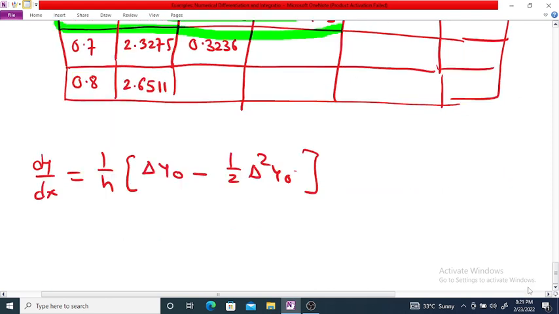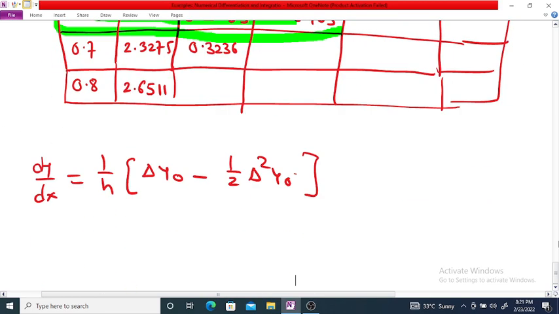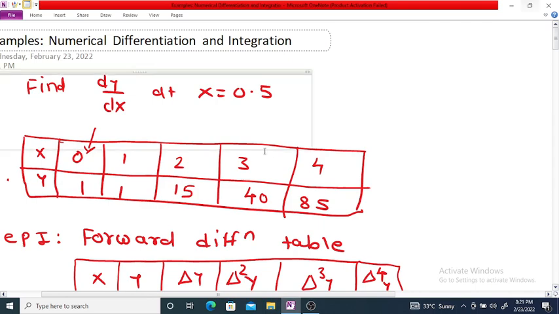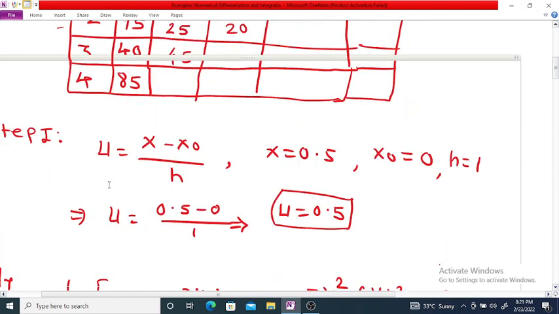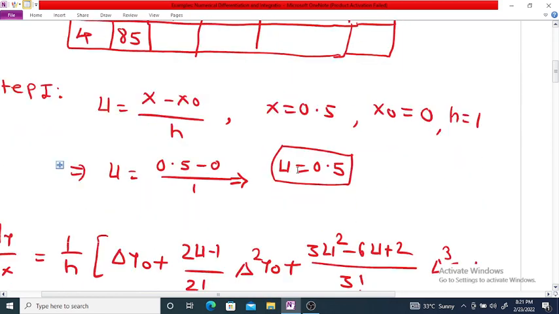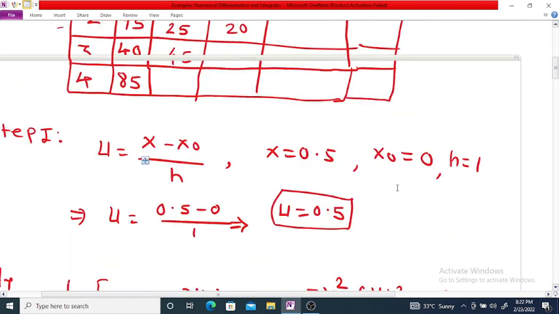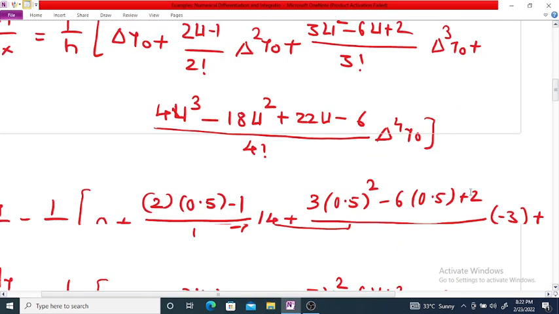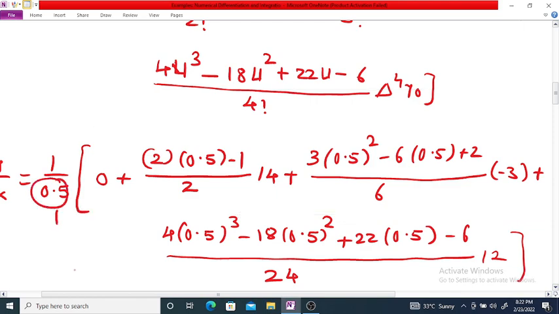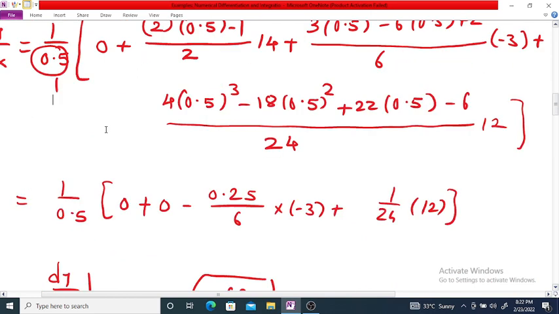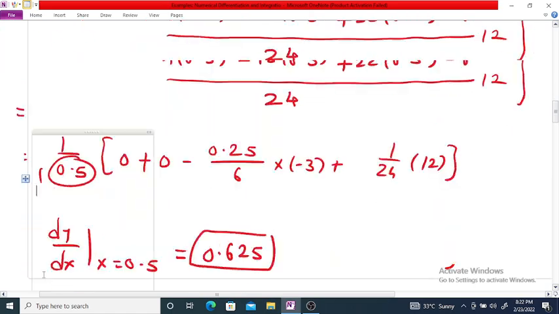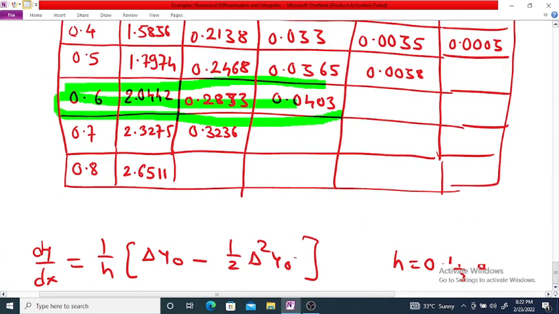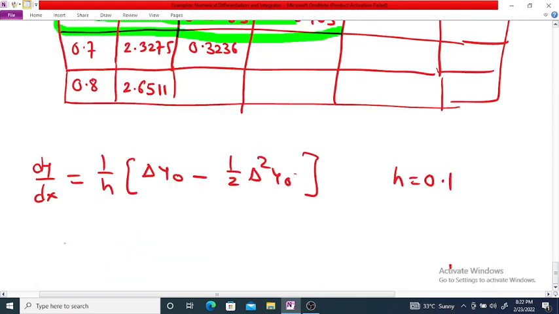And h here is the difference between successive values, 0.5 and 0.4, so h is equal to 0.1. I want to make a correction in the first example also. There h is 1, sorry, h is 1 there, so make your correction also. Here in this example h is 0.1.